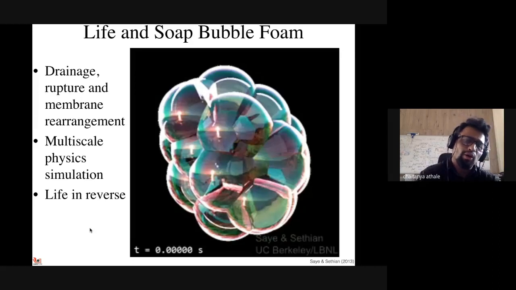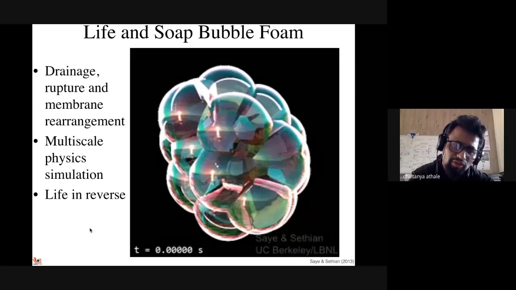Now, what you're looking at here is a very unusual system to talk about in a biology talk, but suffice to say, every one of you has had an opportunity to play with soap bubbles. These soap bubbles that you're looking at here, from a paper published in Science, are the creation of a computer.